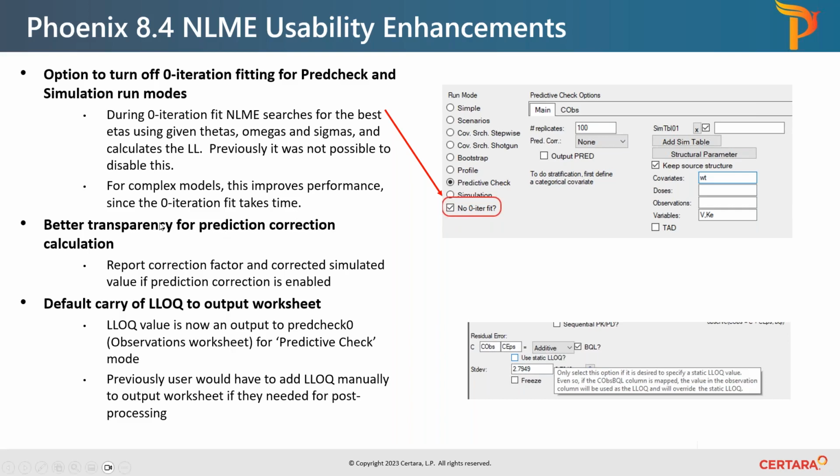Okay. There's also more transparency if you use this option of predicted correction calculation. So now we report what the correction factor is. And also, if you're using this option in NLME of BQLs, and either you use a static BQL or the data is reading the LLOQ from your data set, now that LLOQ value is in your output in the predictive check. It's called pred check 0 worksheet, and it will have that LLOQ value. Before, that LLOQ value was not there and you had to manually merge it.